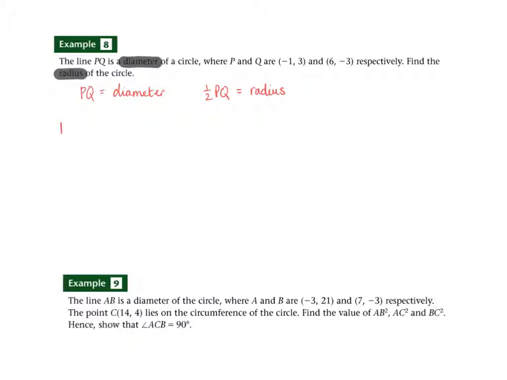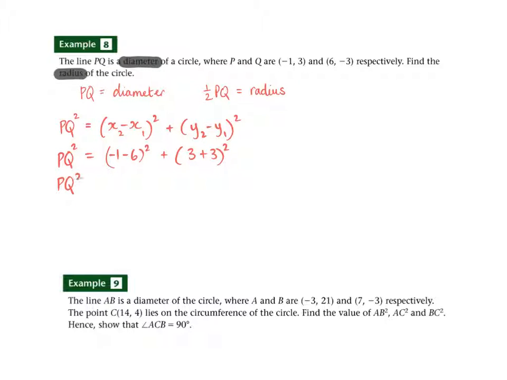So if we work out what PQ is, I'm just going to work it out as squared and take the square root at the end. It just saves me writing the square root sign all the time. Just being a bit efficient really. So PQ squared, we'll put our values in. Minus 1 minus 6, I'll square it all. Put the y values in, 3 plus 3, all squared. So we get PQ squared is equal to 49 plus 36. PQ squared is 85. So PQ is equal to the square root of 85.